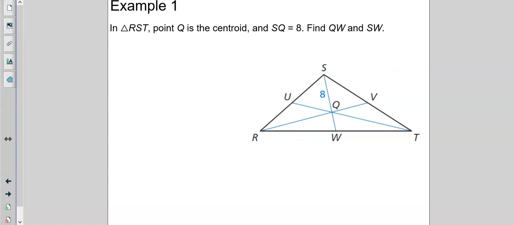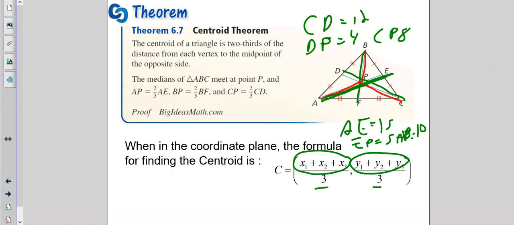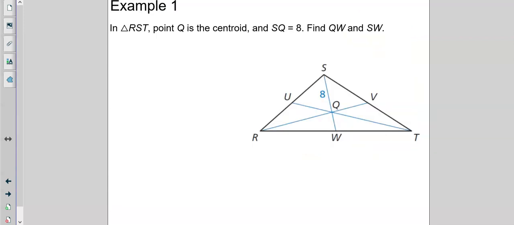Okay, in RST, point Q is the centroid. SQ is 8. Find QW and SW. Now, I kind of actually did this right here, okay, just randomly. But if you notice something, look at the relationship between these two and these two. The smaller segment is half the larger segment. So if this is 8, then we know this is 4, and then the overall is 12.